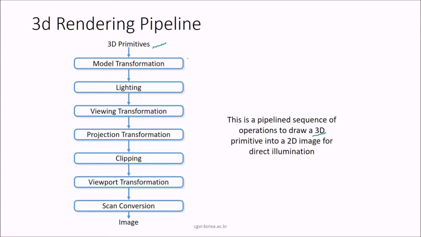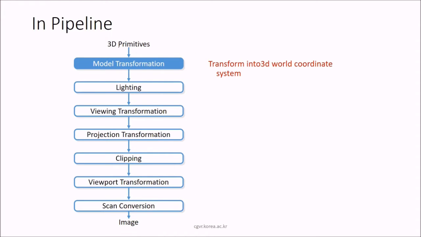So first we perform the model transformation. Then lighting is done. Then we perform the transformation for viewing, then the projection transformation, clipping, and then viewport transformation, and then scan conversion to the image. So this is the 3D rendering pipeline sequence. In the first step, when 3D primitives are input, the model transformation is done. That means we transform the 3D primitives into the 3D world coordinate system.